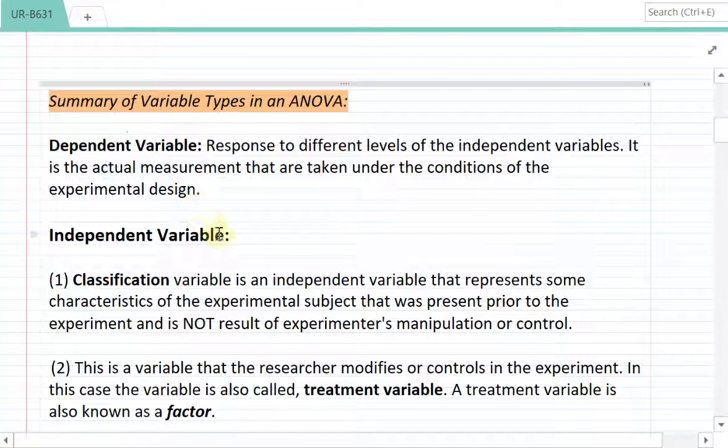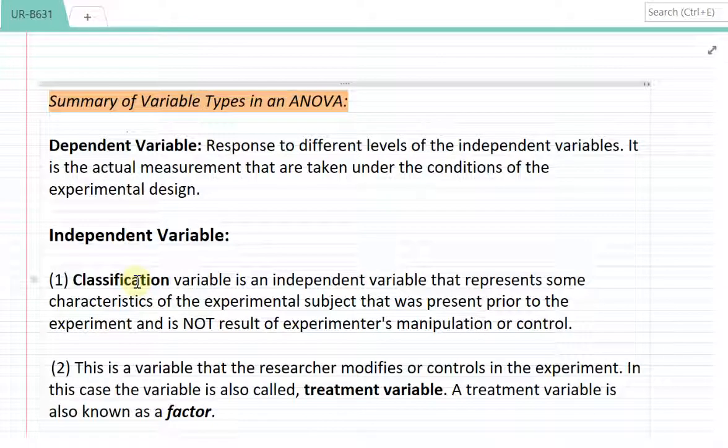Independent variables, we actually have two kinds of independent variables. One is the classification variable, and the other one is called the treatment variable. So we've got these two types of independent variables. First, the classification variable. These classification variables are typically qualitative or categorical in nature. That's why they're called classification variables. And what's important about them is that the experimenter has no control over these.